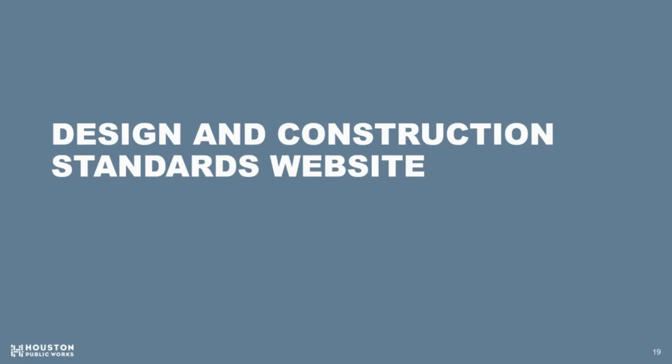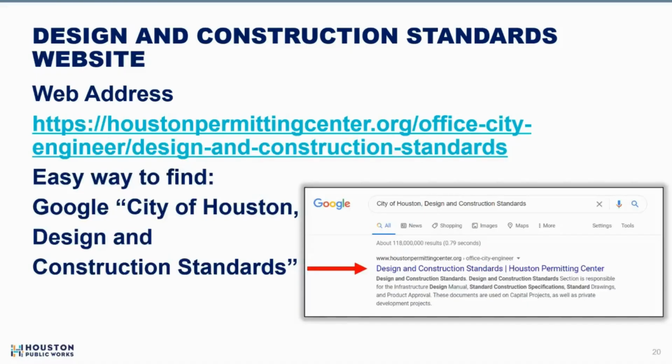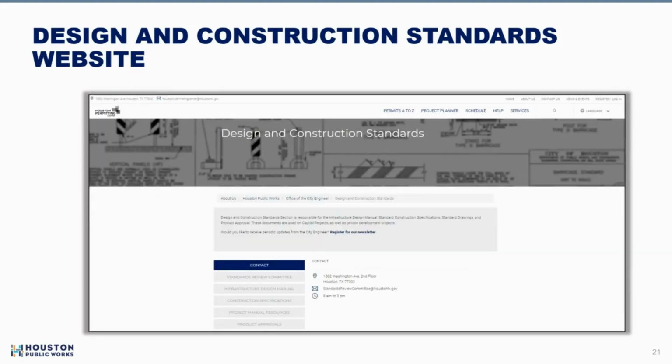Before we move on, let's talk about the website briefly. All the items discussed today can be found on the city's Design and Construction Standards website. An easy way to find the website is by Googling City of Houston Design and Construction Standards. And this is what the website looks like.